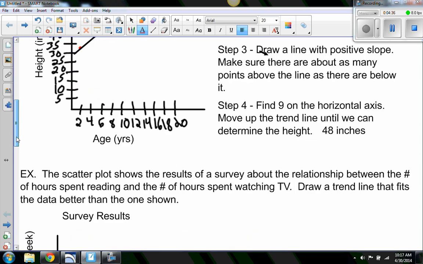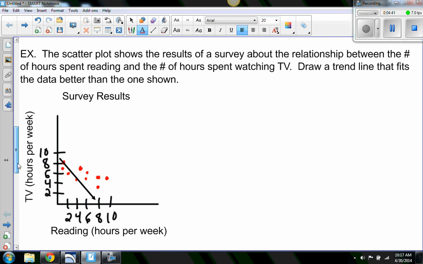And then for the next one, we have a totally different scatter plot here. It says the scatter plot shows the results of a survey about the relationship between the number of hours spent reading and the number of hours spent watching TV. Draw a trend line that fits the data better than the one that's shown. Here, the scatter plot is already done for you, and they already have a trend line drawn in. You can tell by looking at it that that doesn't really go through the middle of the data. It doesn't really have the right angle on it. There aren't as many points above it as below it, and it's not touching as many points as possible. So we're going to put in a different line that might work a little better.